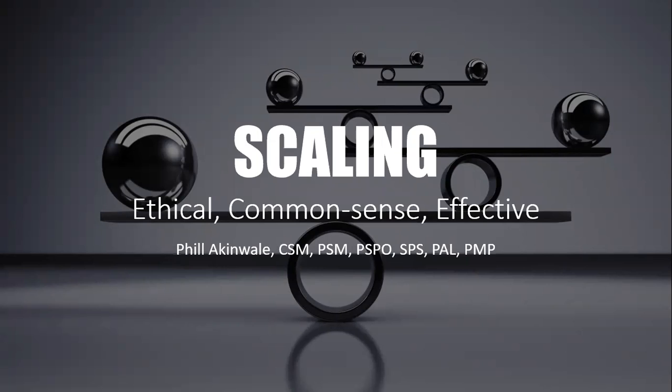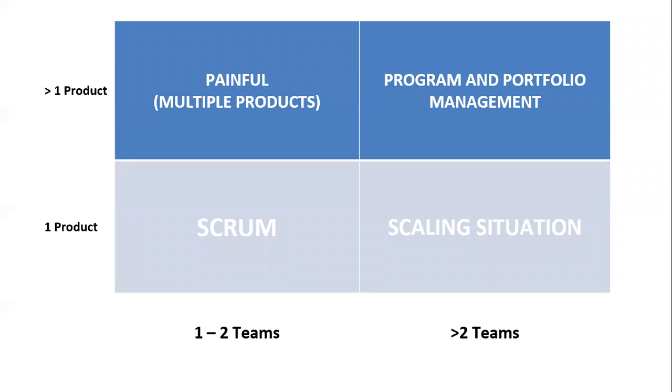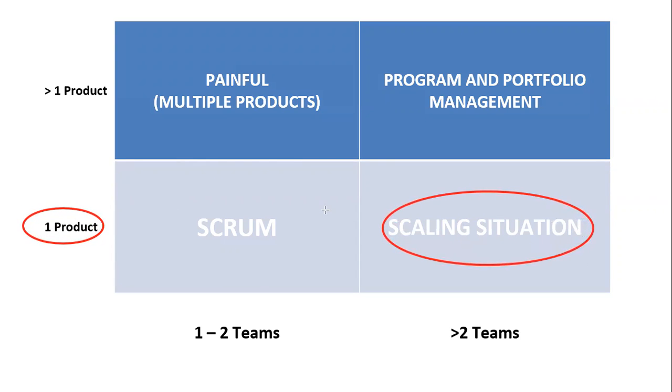The business case for scaling is very similar to what we see on the screen here. You have one product, but at the same time, you have more than two teams. This is a scaling situation right here. You could very well have greater than one product, and you could have 1 to 2 teams. It will be painful, but it's not a scaling situation. And you could have greater than 2 teams and greater than one product. And that's program and portfolio management.